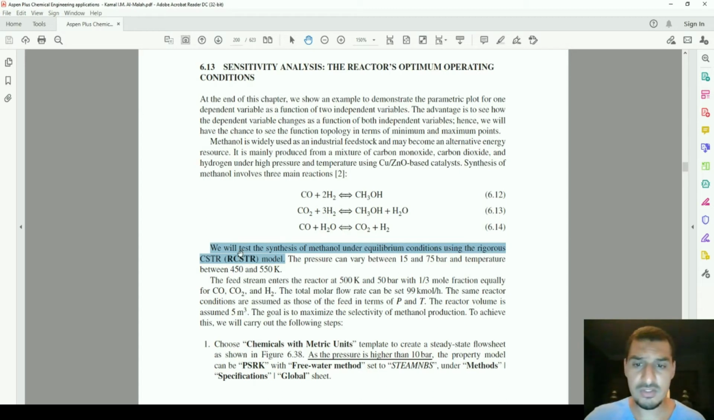The second is to optimize the conditions. First, to change the temperature and pressure to maximize the methanol production. So this is going to be the second part. The third part is to change the flow rates of carbon dioxide and hydrogen to maximize the selectivity of methanol, which means that I want to make sure that the amount of methanol to the amount of carbon dioxide is maximum by changing the flow rates of carbon dioxide and hydrogen, and I'm keeping the carbon monoxide flow rate constant. So let's go step by step.